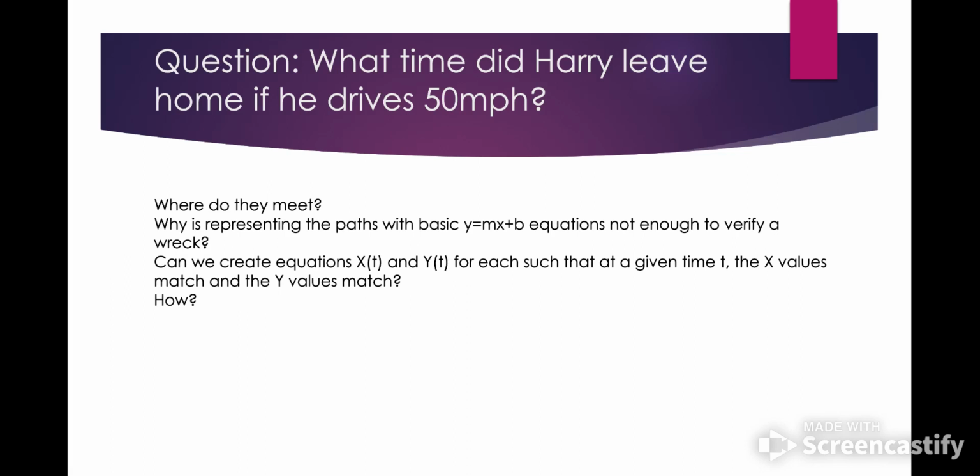And so we have, where do they meet? It's finding the path, y representing the path with the basic y equals mx plus b equations. Obviously, the two lines intersect. And then can we create equations x of t and y of t for each such that at the given time t, the x values match and the y values match, meaning that at whatever time they happen to crash, i.e. 7:30 in the morning, the x and y values would be the same when you input that t value, right?